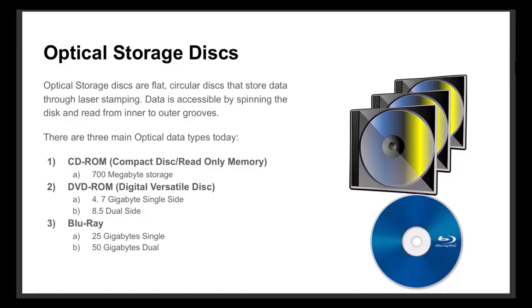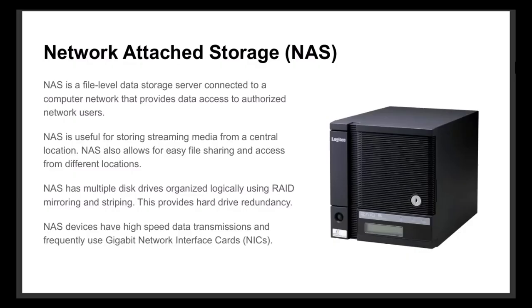A newer type of optical technology is Blu-ray. Blu-ray discs allow us to achieve much greater storage capacity. A single-side Blu-ray disc can store up to 25 gigabytes of data, and a dual-side can store up to 50 gigabytes of data. Our next storage type is a network-attached storage, or NAS.